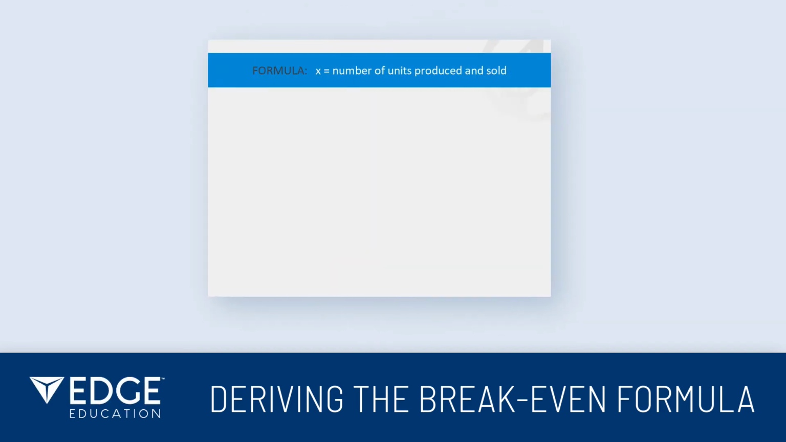We are now going to expand the formula, total revenue equal to total costs, making X equal to the number of units produced and sold. Selling price per unit multiplied by X is equal to total fixed costs plus variable costs per unit multiplied by X. The break-even formula in units is derived by making X the subject of the formula.